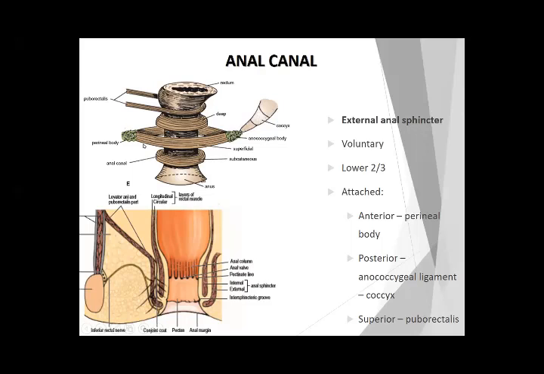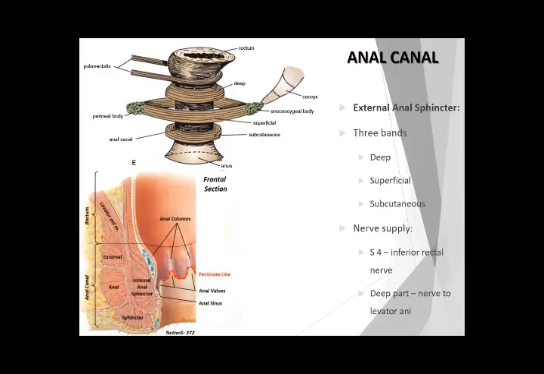Okay? And superiorly, this muscle, the external anal sphincter, merges with this puborectalis sling. ये puborectalis sling है made up of levator ani. This merges with the uppermost part of the external anal sphincter. अच्छा.